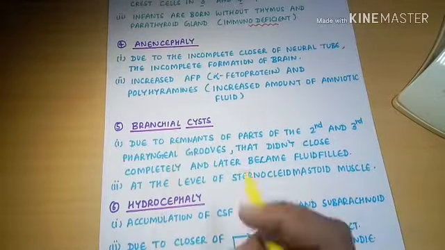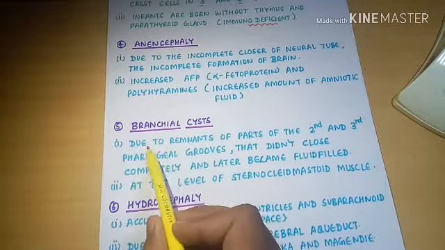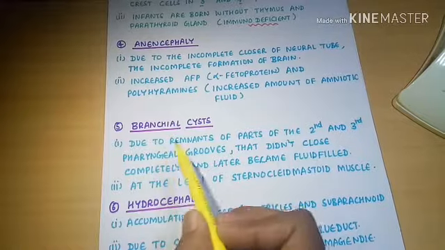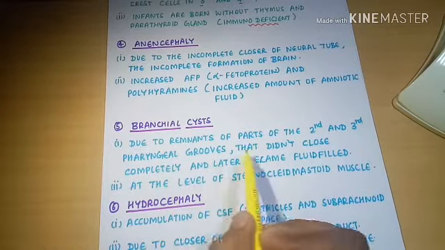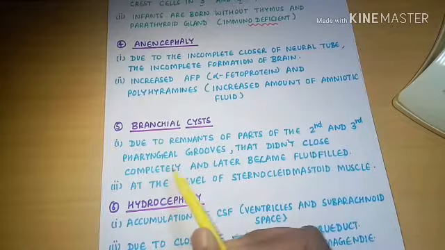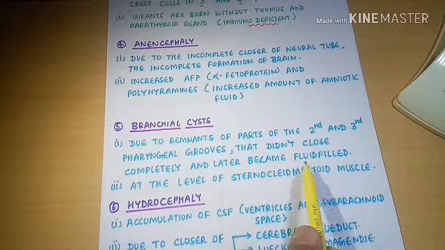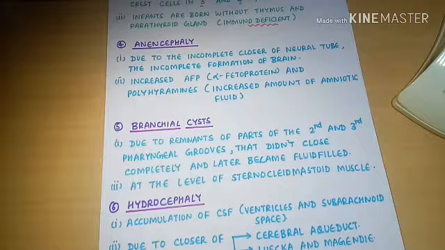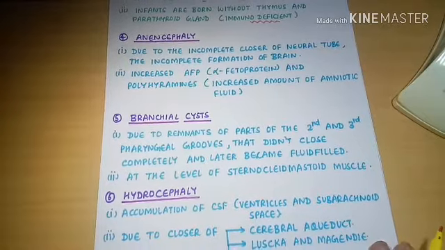The next type of defect is the branchial cyst. It is due to the remnant part of the second and third pharyngeal grooves that did not close completely and later becomes fluid filled, at the level of the sternocleidomastoid muscle. So this is the branchial cyst.